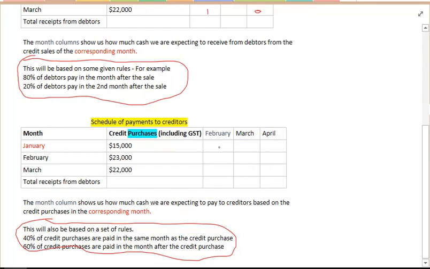So in January, we bought $15,000 worth. So if we had a January column, we would have had 40% in there. As we only start with a February column, we're just going to have 60%. From our February purchases, we're going to have 40% happen inside February. Because we've paid 100% all up within the month and the month after, there'll be nothing in March. So March will have 40% of its own purchases. April will have nothing, as we don't have any information.